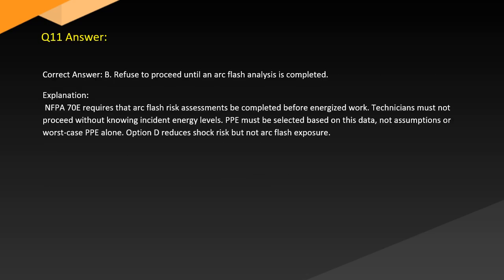Answer. Correct answer: B. Refuse to proceed until an arc flash analysis is completed. Explanation. NFPA 70E requires that arc flash risk assessments be completed before energized work. Technicians must not proceed without knowing incident energy levels. PPE must be selected based on this data, not assumptions or worst-case PPE alone. Option D reduces shock risk but not arc flash exposure.